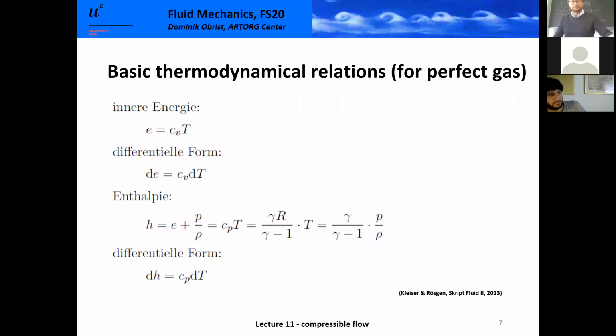See all these different ways of writing the enthalpy in terms of temperature, in terms of P over rho by itself, and so on. So it's a lot of formulas, and that's a bit the nature of compressible flows. I personally find it difficult to remember all these formulas by heart. So it's good to have a good book or a good set of slides with all these formulas ready.